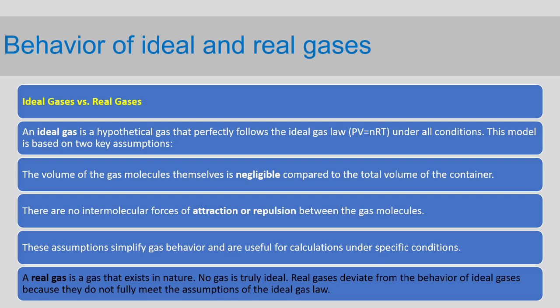Next topic is behavior of ideal and real gases. An ideal gas is one which follows the ideal gas law, that is PV equals nRT, which gives 100% efficiency. But a real gas is what exists in nature, so no gas is truly ideal in nature.